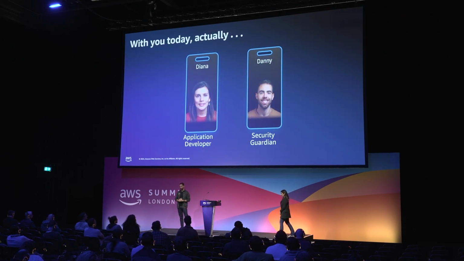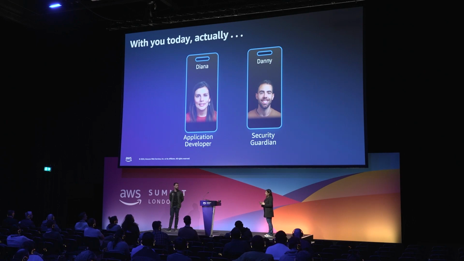So now I'm going to put my application developer hat on, and Danny is going to put his security guardian hat on. A security guardian is a persona that we use inside AWS. He is part of our development team. He is familiar with security and the application, but he might need more information about the application itself to be able to help us do a good job with security.